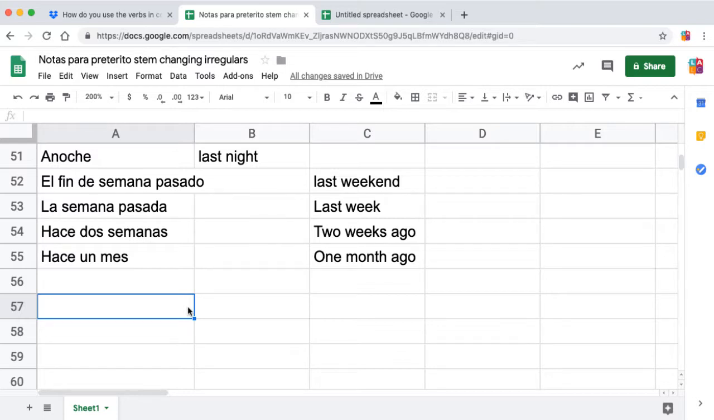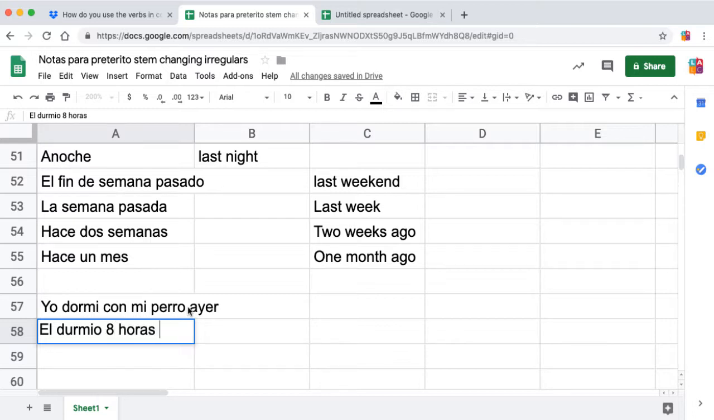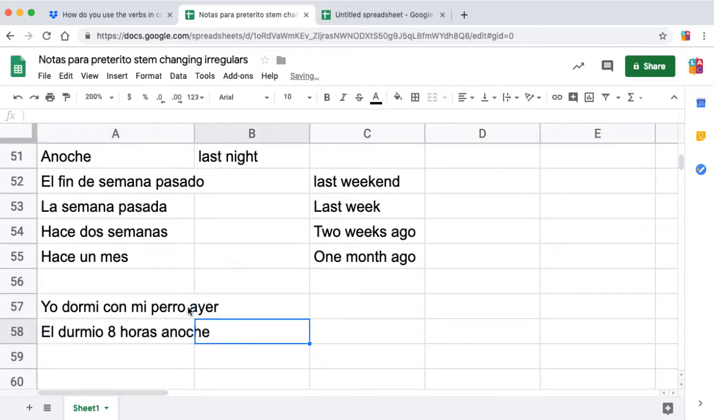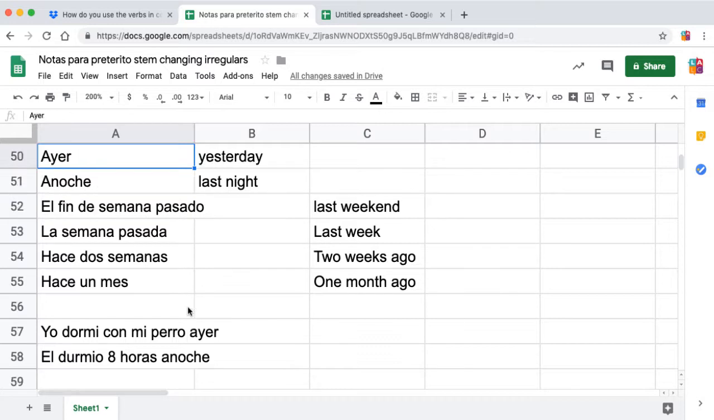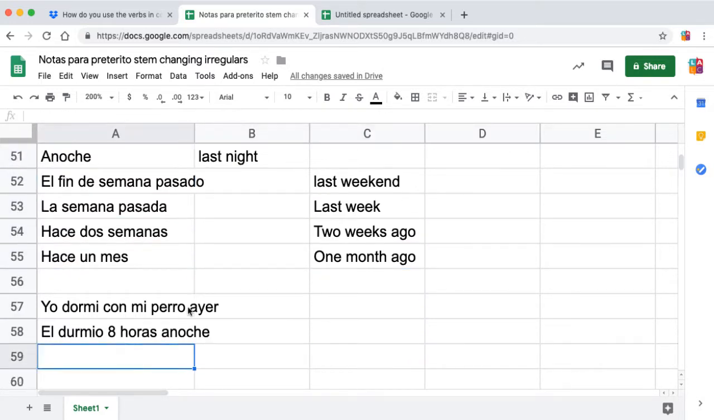So dormir, for example, yo dormí con mi perro ayer, right? I slept with my dog yesterday. Él durmió, right, to practice. Él durmió, no sé, 8 horas anoche, okay? You see, he slept 8 hours last night. So you see, these are all examples that you could do.